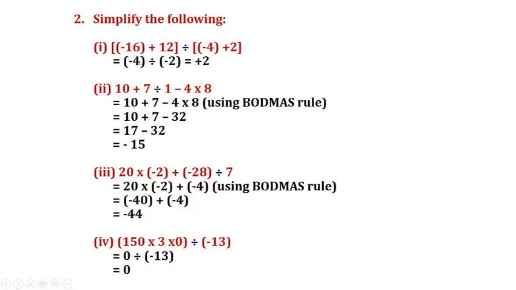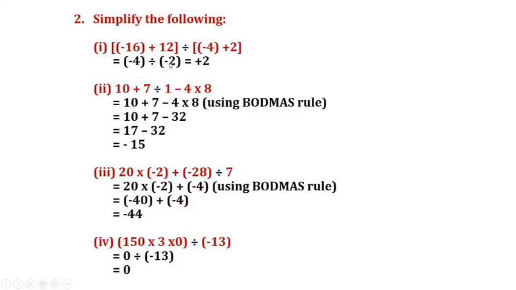So first you have to add the numbers which are in the brackets. Adding numbers having different signs, you have to subtract the smaller number from the bigger number, which is 16 minus 12 is 4, and put the sign in front of the bigger number, which is minus 4, divided by, and in the second bracket also you subtract the smaller number from the bigger number, which is 4 minus 2 is equal to 2, and put the sign in front of the bigger number, minus 2. Now this is the division of two negative numbers having the same signs, so you will get plus 2.